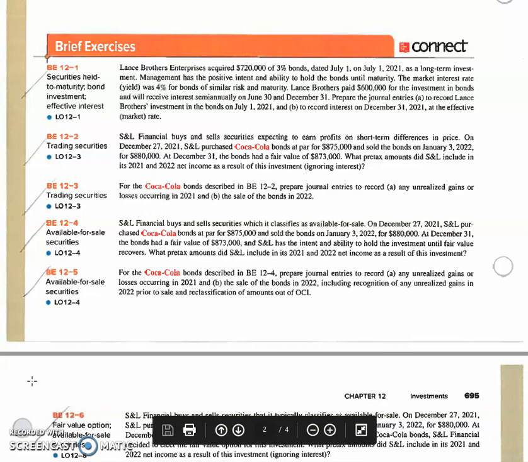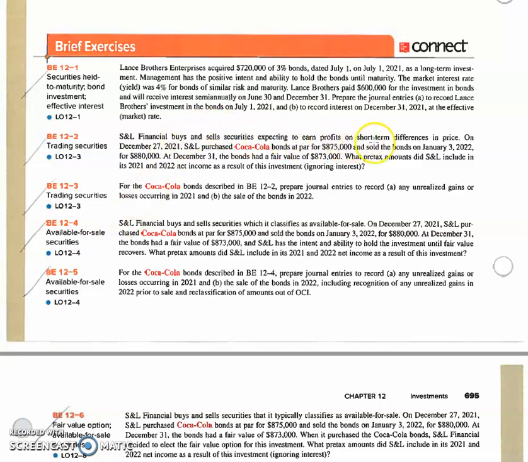S&L Financial buys and sells securities expecting to earn profits on short-term differences in price, trading securities. Okay, that's what you're doing with trading securities. You're trying to get an increase in price, and then sell them at a gain. So this tells us it's trading securities. On December 27th, 2027, S&L purchased Coca-Cola bonds at par for $875,000, sold the bonds on January 3rd, 2022 for $880,000. On December 31st, the bonds had a fair value of $873,000. What pre-tax amounts did S&L include in 2021 and 2022 net income as a result of this investment?